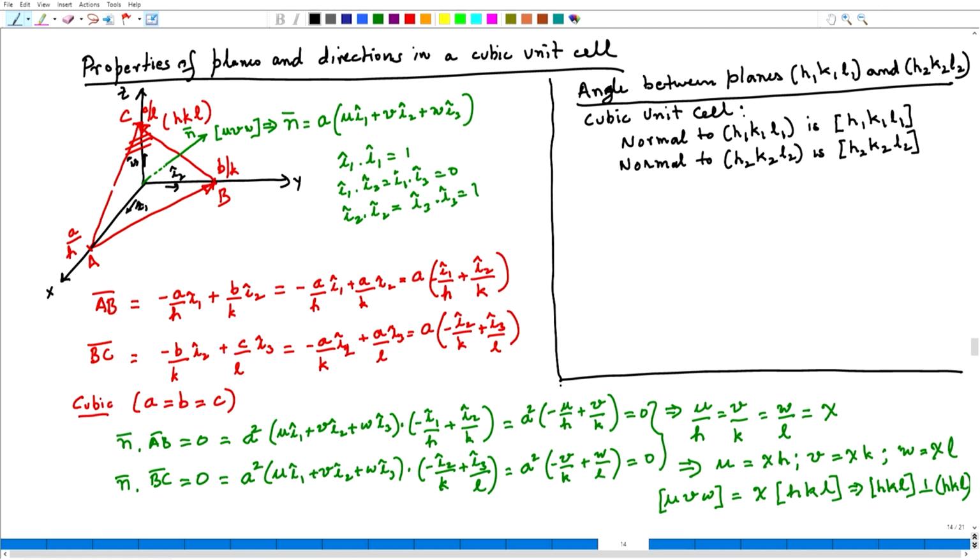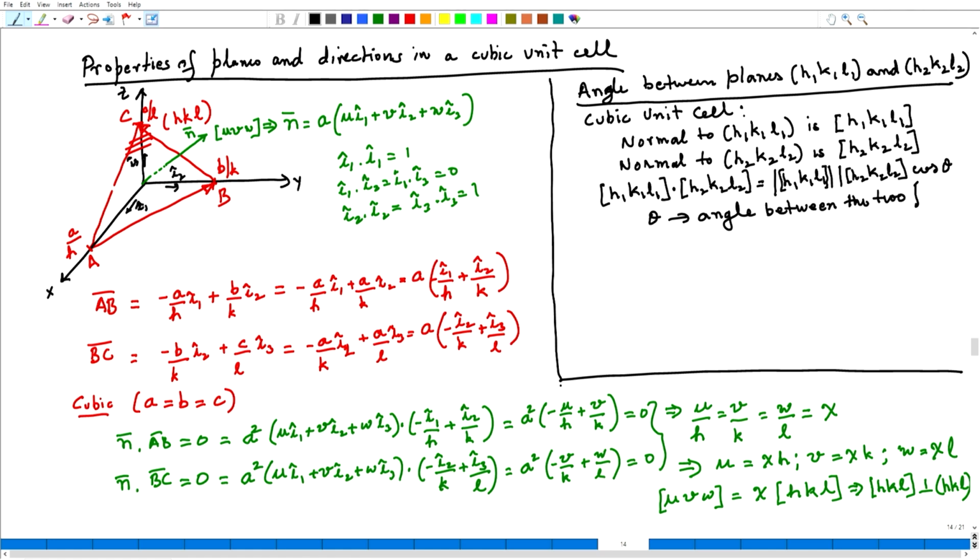And so, all I need to do is take H1, K1, L1 dot it with H2, K2, L2, and this would be equal to the magnitude of H1, K1, L1 times the magnitude of H2, K2, L2 times cos theta, where theta is the angle between the two planes.